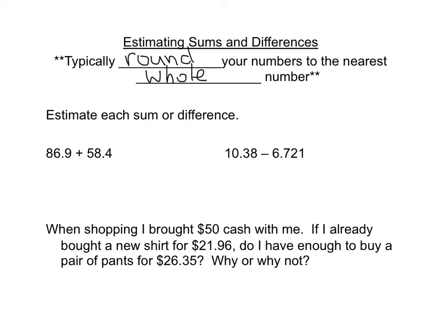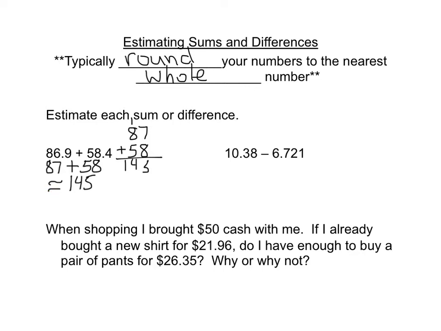So why don't you go ahead and pause the video and try these next two on your own using what we just talked about in rounding. For 86 and 9/10, we could round that to 87. That would be the nearest whole number. 58 and 4/10 would round to 58. Then if we simply took 87 plus 58 and add them together to get our sum, we would have 145. So we could say that 86 and 9/10 plus 58 and 4/10 is about 145. And for future reference, if you ever see a squiggly equal sign, it means about equal to.